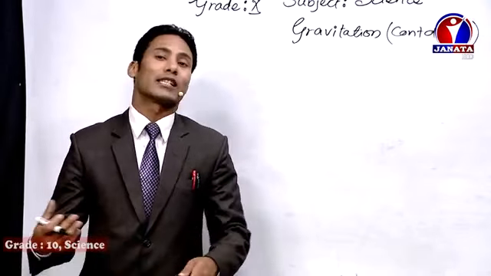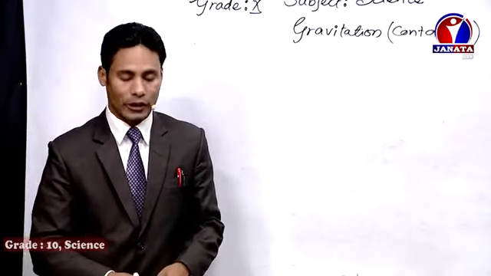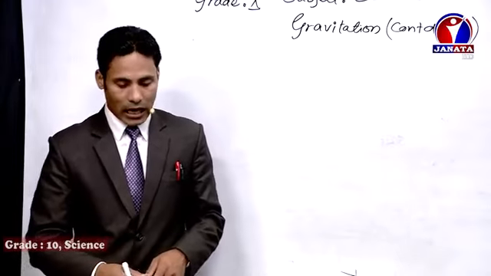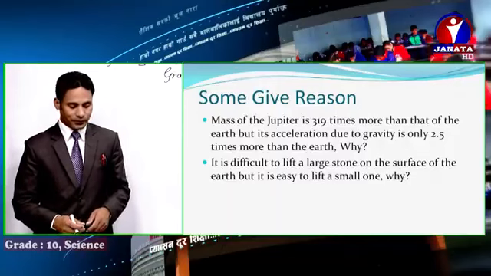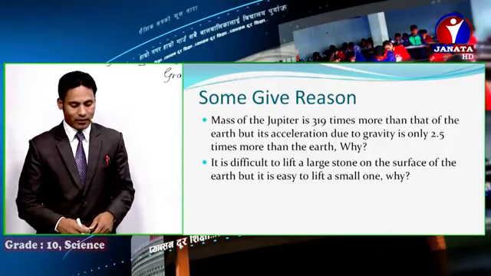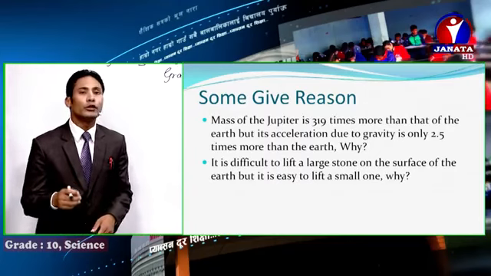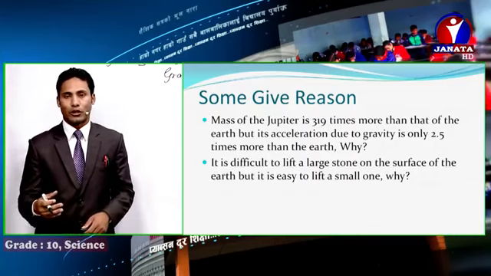Let's discuss some more give-reason questions, like the ones we discussed previously. The first give-reason question is: the mass of Jupiter is 319 times more than the mass of the Earth, but its acceleration due to gravity is only 2.5 times more than that of the Earth.